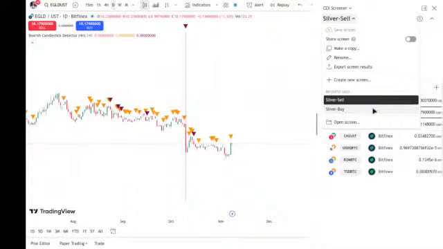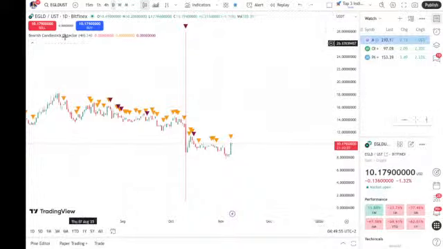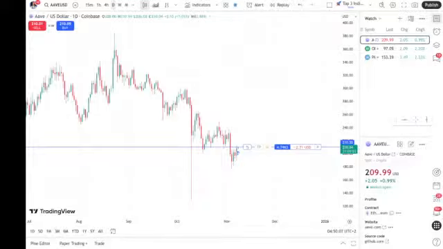So Aave was the one that I found. Sadly, I haven't found any bullish or bearish pattern today. But yesterday I did find some bearish patterns.